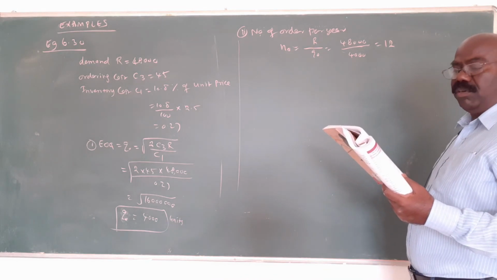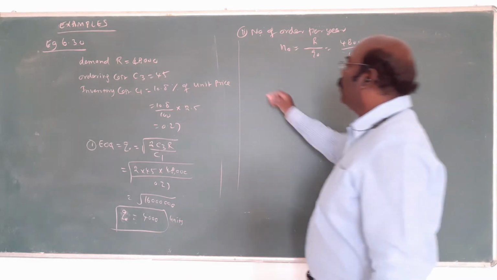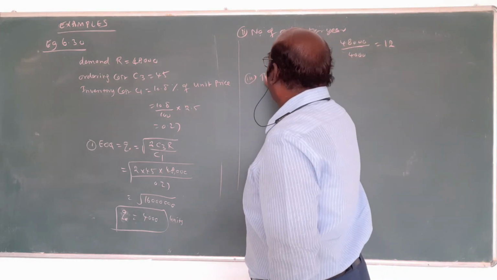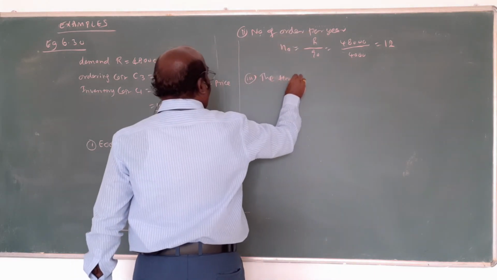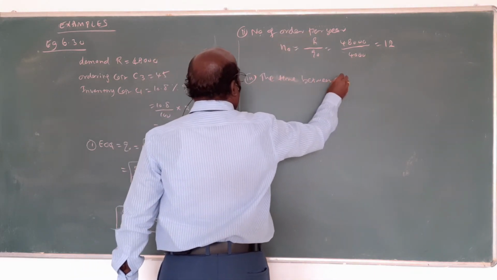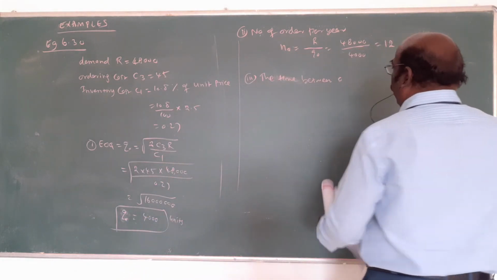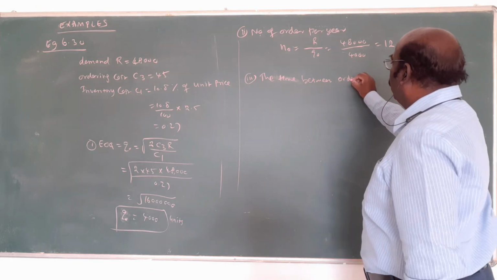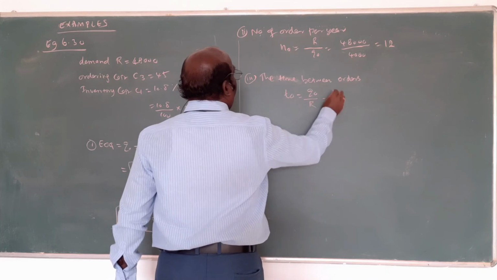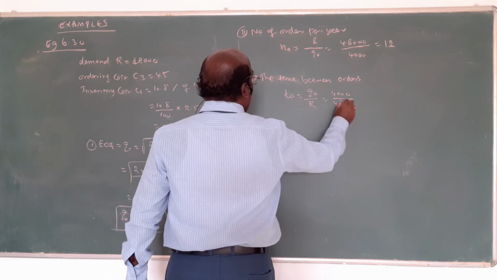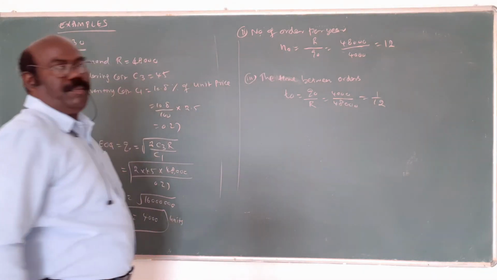What is the third subdivision asking now? The time between the orders is asked. T naught is the time between the orders, which is Q naught by R. 4,000 by 48,000. Divide, 1 by 2. That is the answer. Three parts are asked.